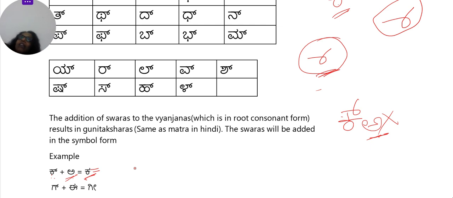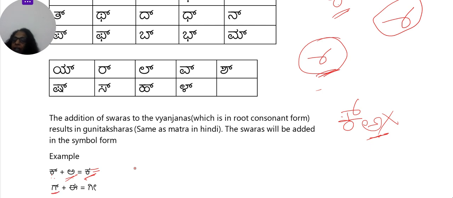Okay, but we always learn it as an alphabet only. We have always learned it as an Akshara, not as a Gunitakshara. But by default, the normal consonants are already Gunitaksharas where the first swara, that is A, is already added to them. Now let us look at one more example.